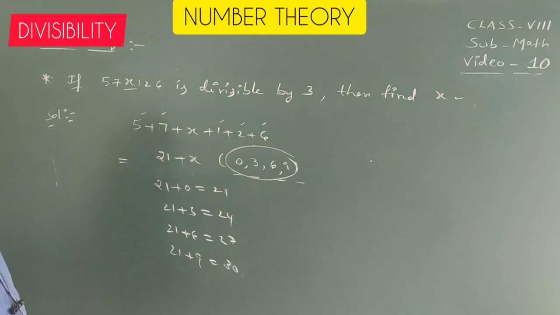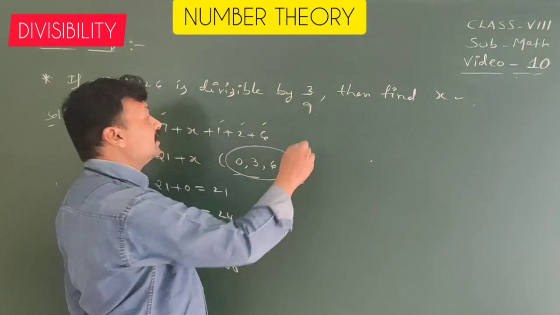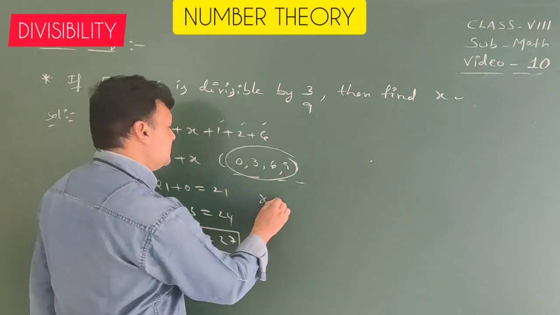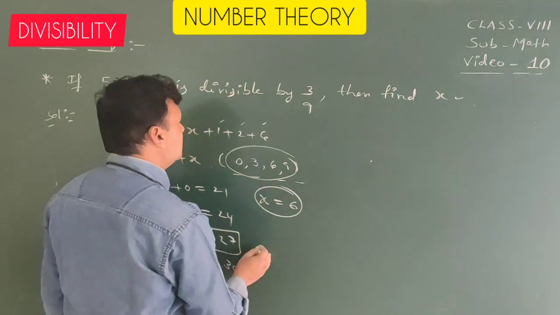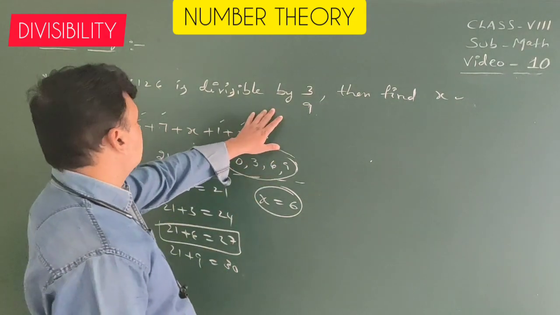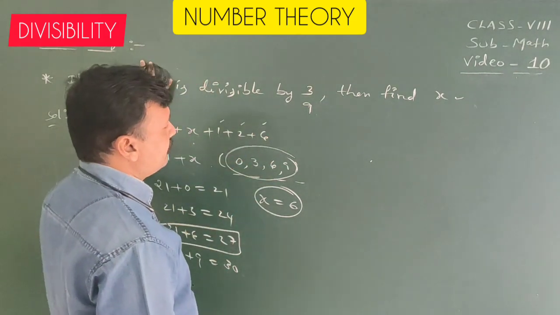If the same number is divisible by 9, what are the possible values? x equals 6 is the only possible value. If it is divisible by 9, in this way we can find the required values.